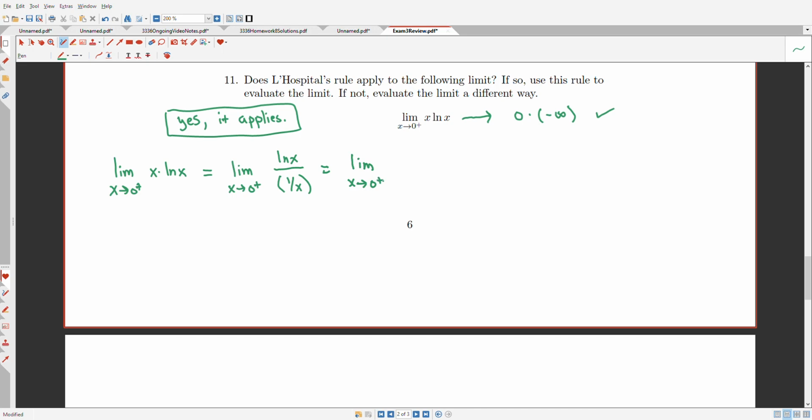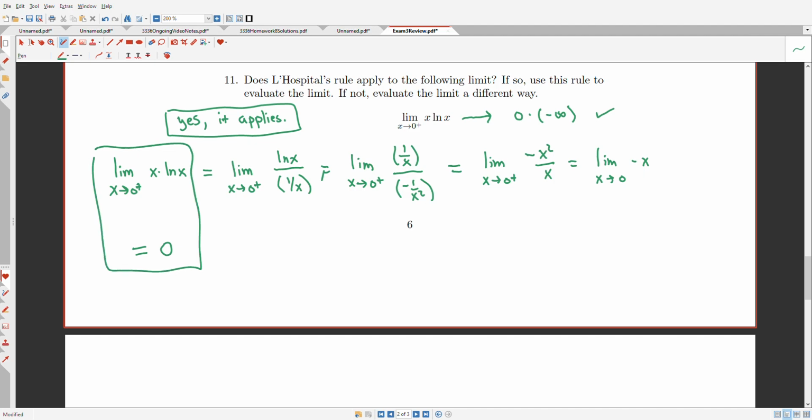So I'll take the derivative of the top, which is 1 over x, divided by the derivative of the bottom, negative 1 over x squared. And now hopefully I can just rewrite this limit a whole bunch. I'll get negative x squared over x, and that simplifies a little bit more into negative x. So of course I can plug in, and I get that this limit is just 0. So the limit is 0, and yes, the rule applied. I don't know why this equal sign got a little mark on it. Okay.